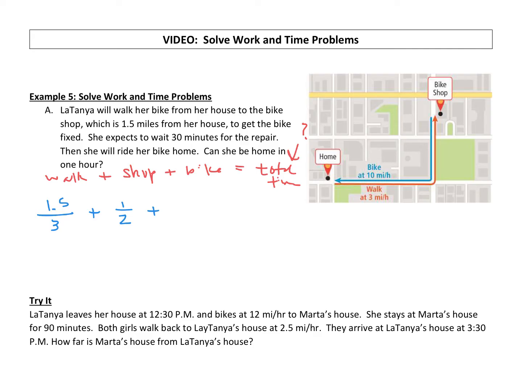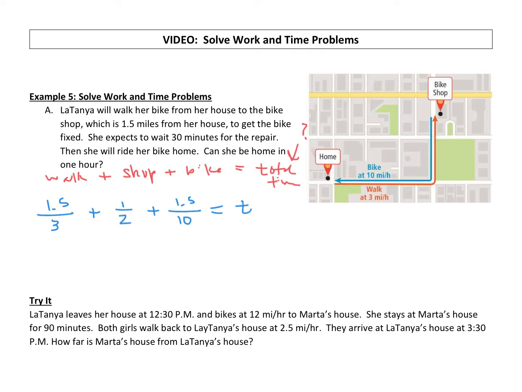And then to bike home, she has her distance of 1.5 over the rate at which she can bike, which is 10 miles per hour. And that's going to equal her total time, T. So let's solve for T. Well, T is already by itself, but basically, how are we going to add these three together?